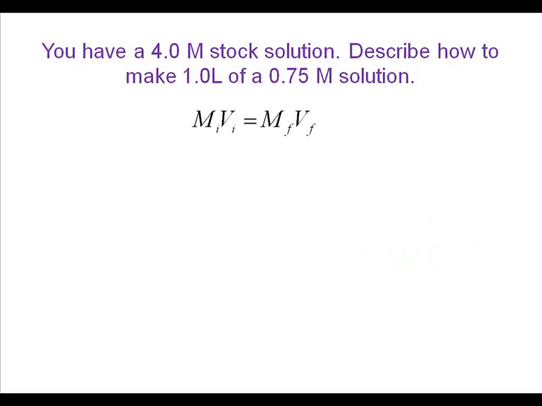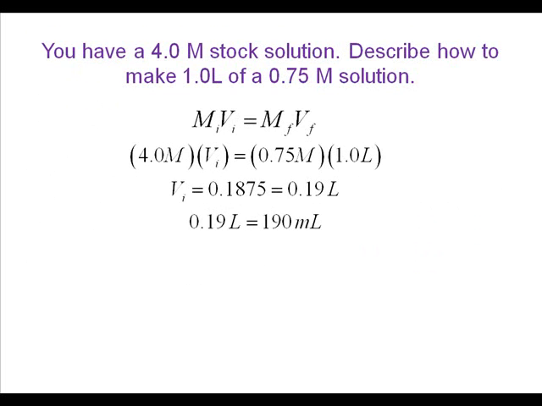Just take another example. Our stock solution is 4 molar. How would you make 1 liter of a 0.75 molar solution? We would punch the numbers in. Our initial molarity is 4. The volume you're going to use, I don't know that number yet. But I do know that in the end, I want the molarity to be 0.75 molar, and I want it to be a total of 1 liter.